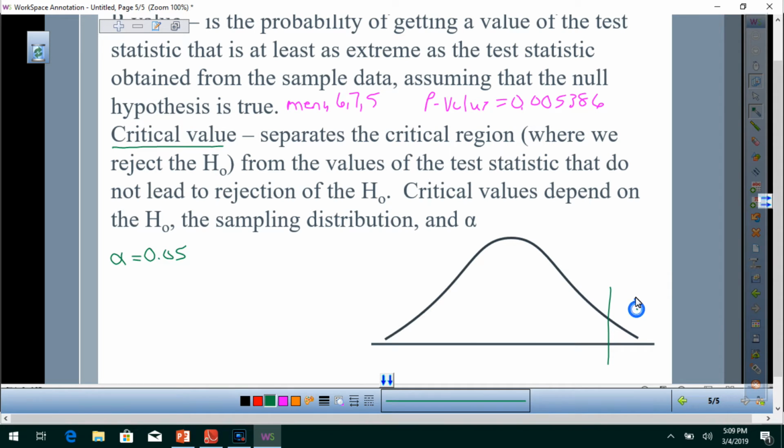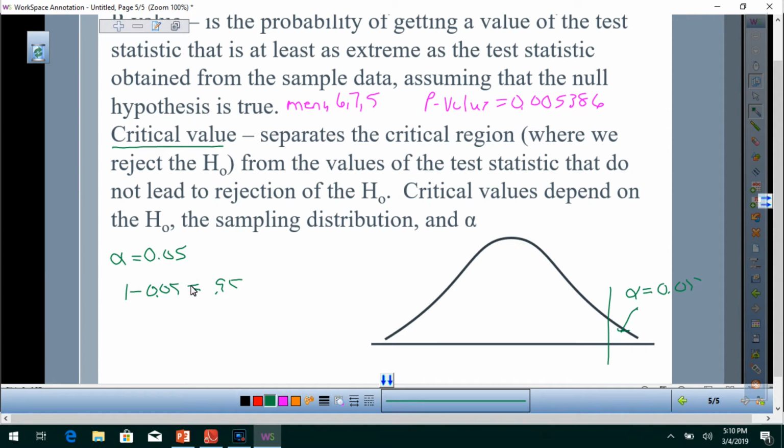So our alpha is going to be over here, 0.05, and that's going to be this area. Now we've got to find out what that is. If you remember, this whole area here is 1, and this little area over here is 0.05. So we're going to go 1 minus 0.05, and that's going to give us 0.95.